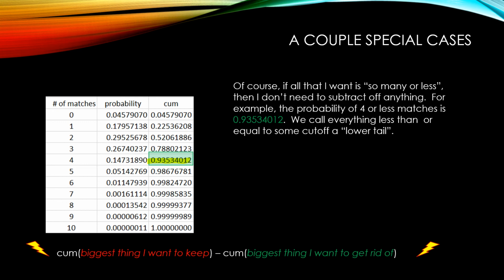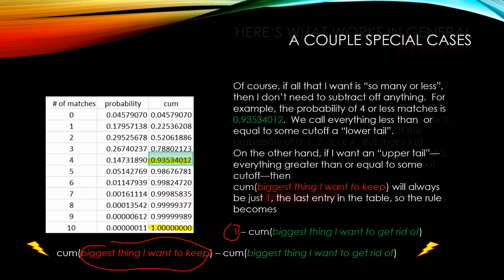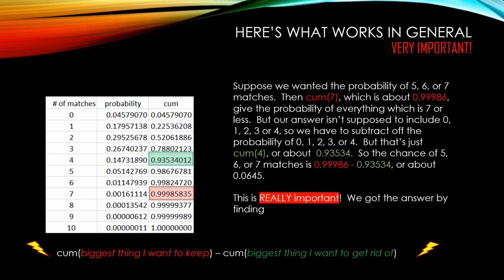The other case can happen, though, when you want all the numbers that are bigger than or equal to a cutoff, like 4 or more. Here, the biggest thing I want to keep is 10, and the cumulative for that is 100%. The cumulative for the biggest possible value will always be 100%, because you always end up with a value that big or smaller. That means in this formula down here, the biggest thing that I want to keep is going to be 100% probability, okay? Like this. The biggest thing I want to get rid of? Well, if I want everything from 4 on up, the biggest thing I want to get rid of is the value of 3. So I'd say 1 minus cum of 3 would tell me the probability of 4 or more matches.